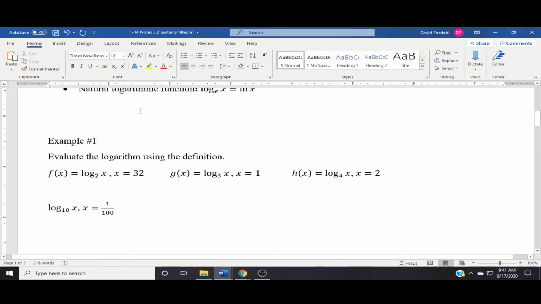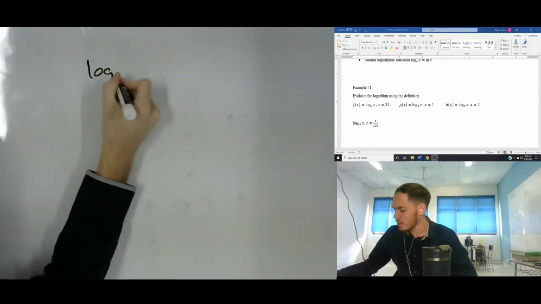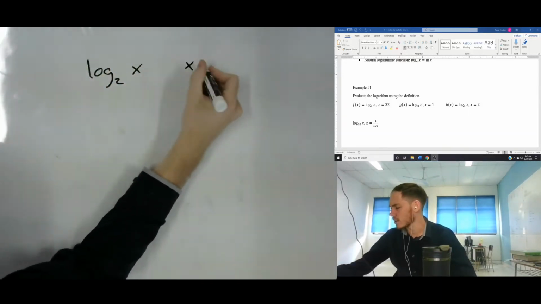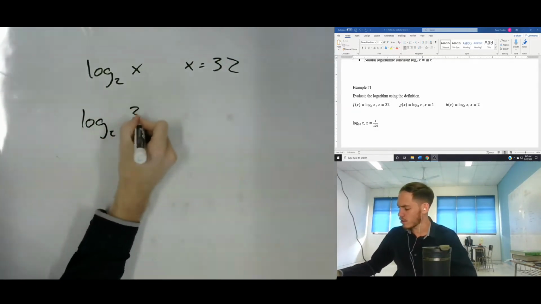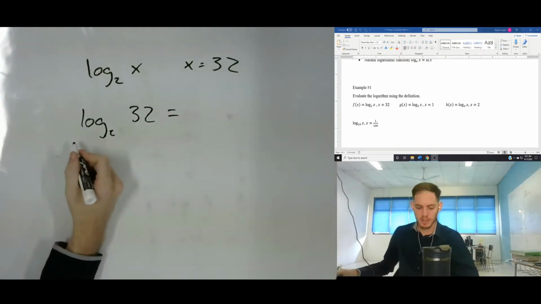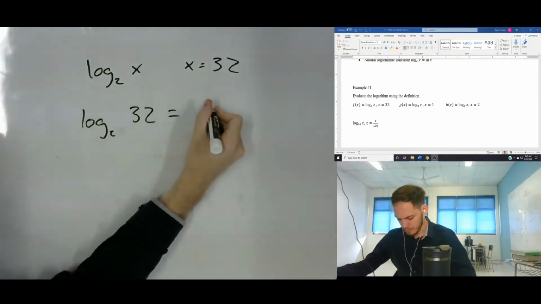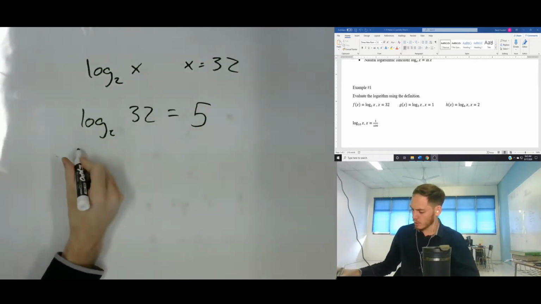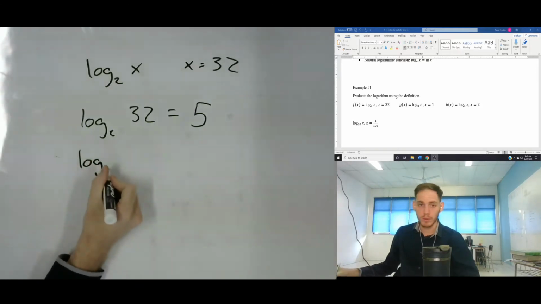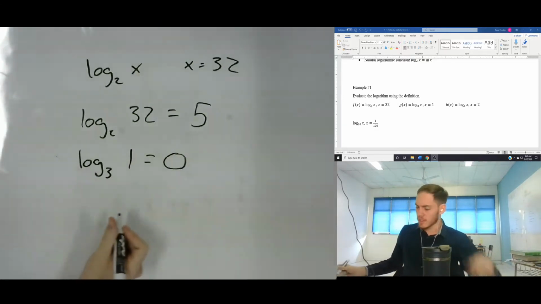Okay, let's look at these problems. We're going to just work through them based on the definition. Our first problem is log base 2 of x, where x equals 32. We're going to just plug it in. Log base 2 of 32, if you just use our definition, will be 5. Log base 3 of 1 is also going to be 0.